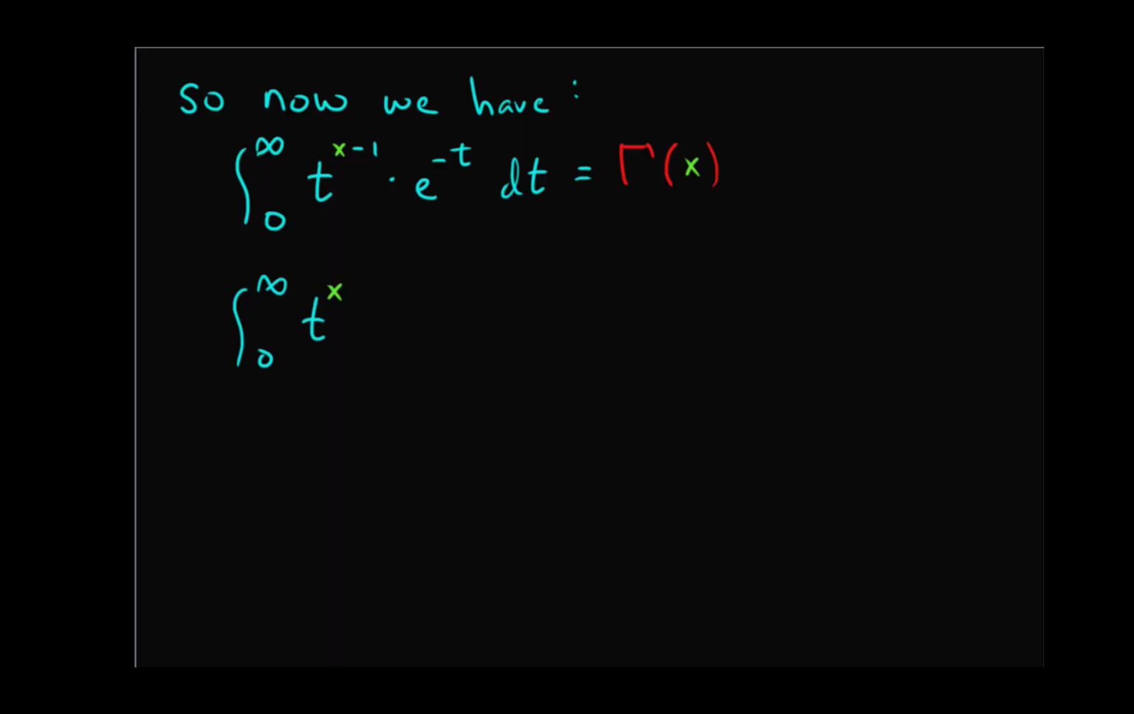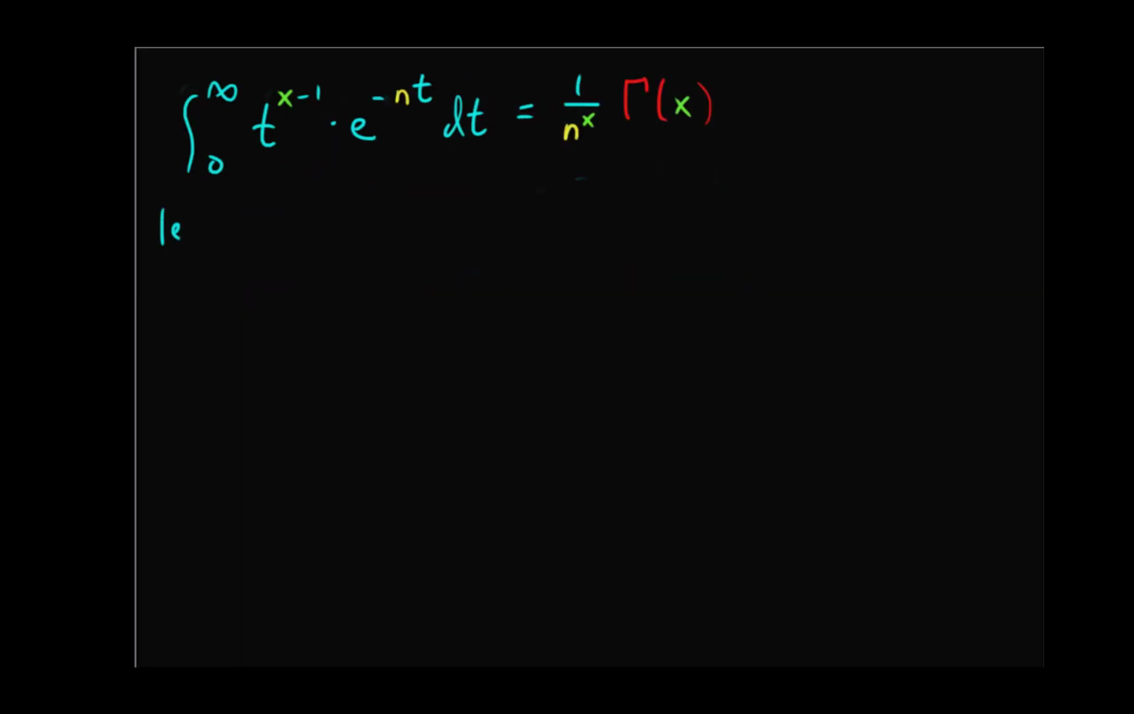So to quickly recap, we showed that if we define the gamma function to be the integral from 0 to infinity of t to the x minus 1 times e to the negative t dt, then the related integral from 0 to infinity of t to the x minus 1 times e to the negative nt dt just equals 1 over n to the x times gamma of x. Well, what does all of this have to do with the zeta function?